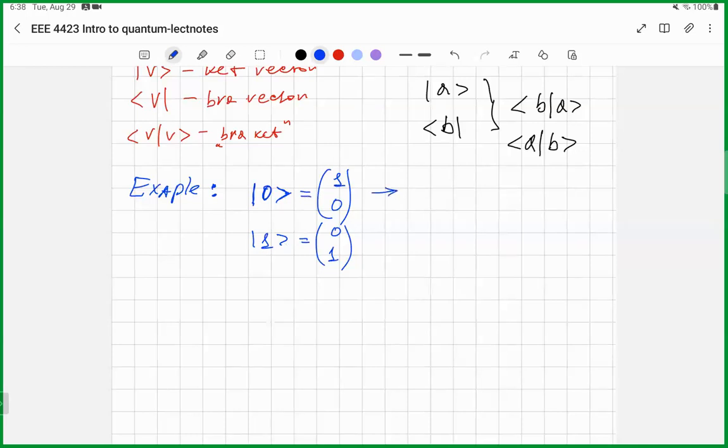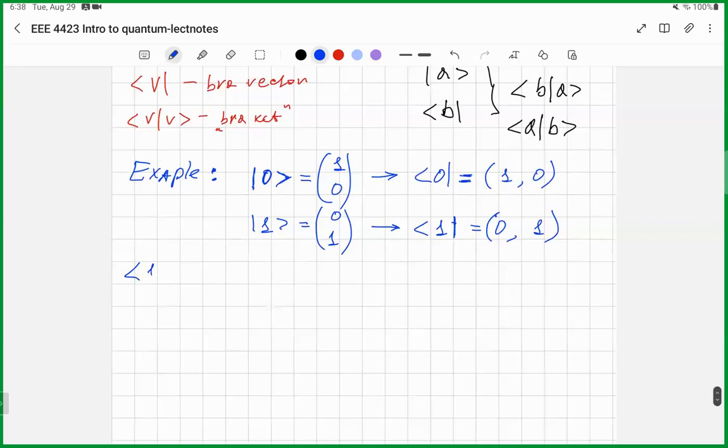And of course, for the vector 0, for the cat, I can write the bra vector. 0 and 1 are real valued, so complex conjugation doesn't change them. What I need to do is just take the transposition of the vector. So I get 1, 0. And the same for the vector 1, I can write the bra vector. It's equal to 0, 1. Pretty easy, right?